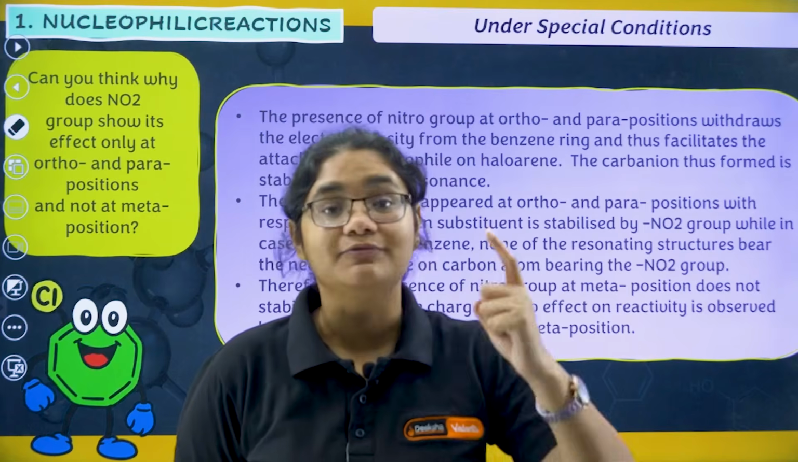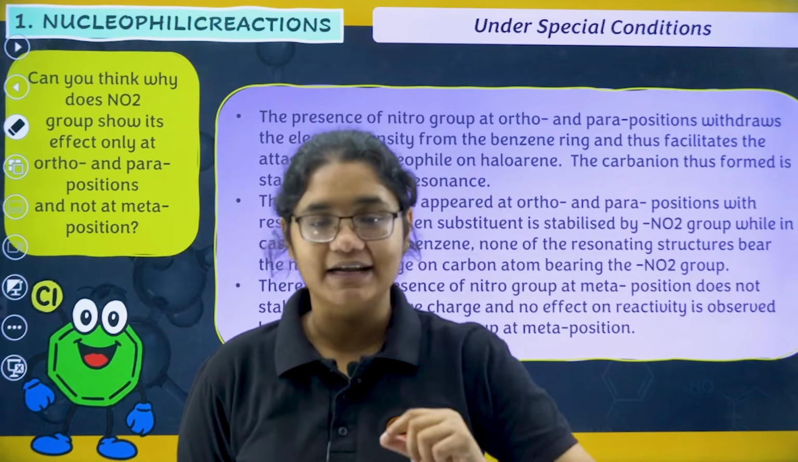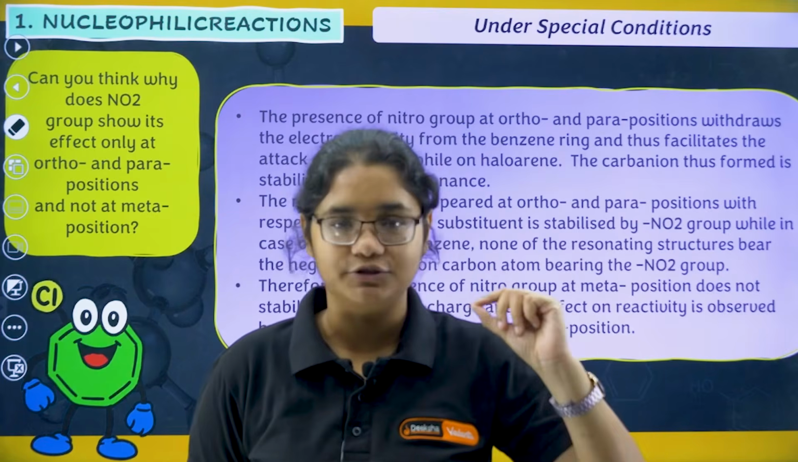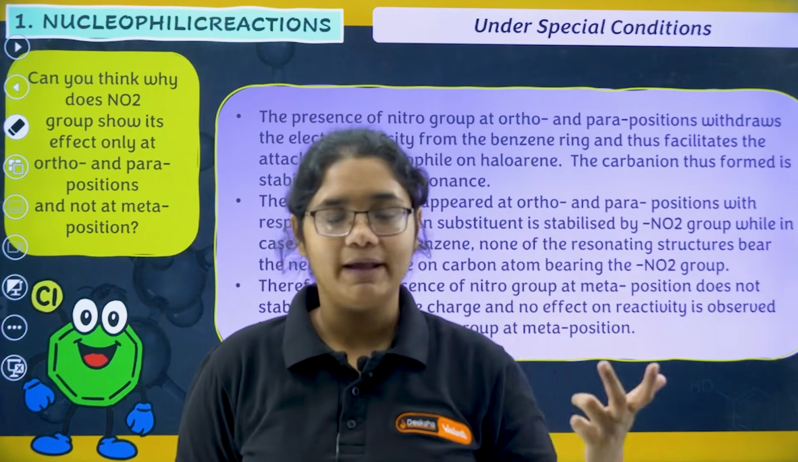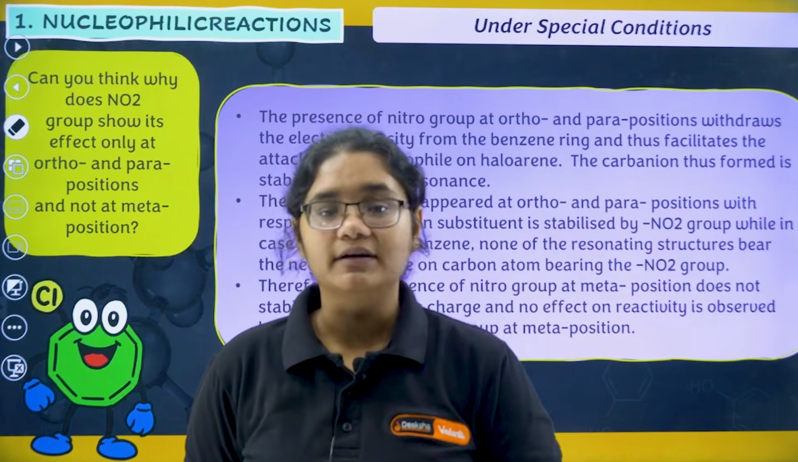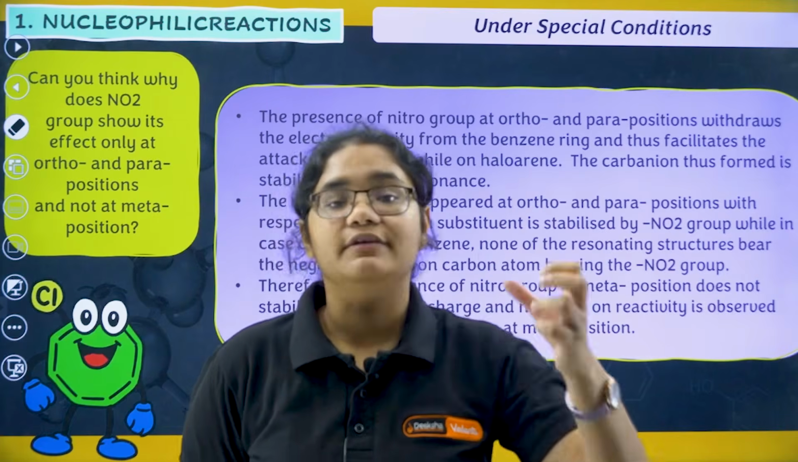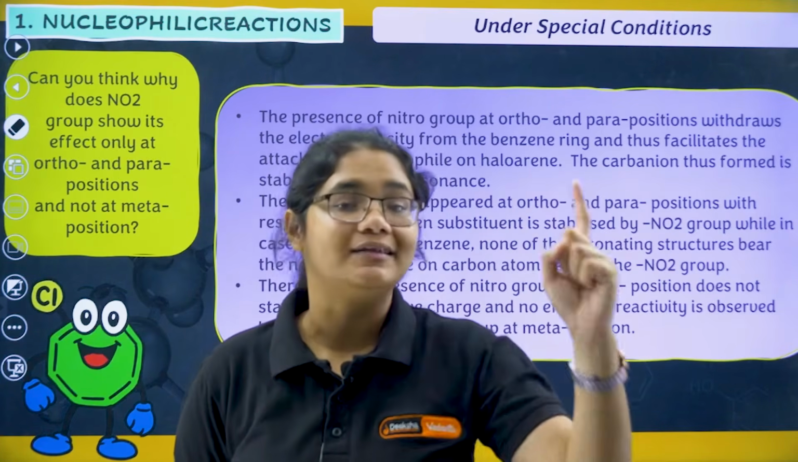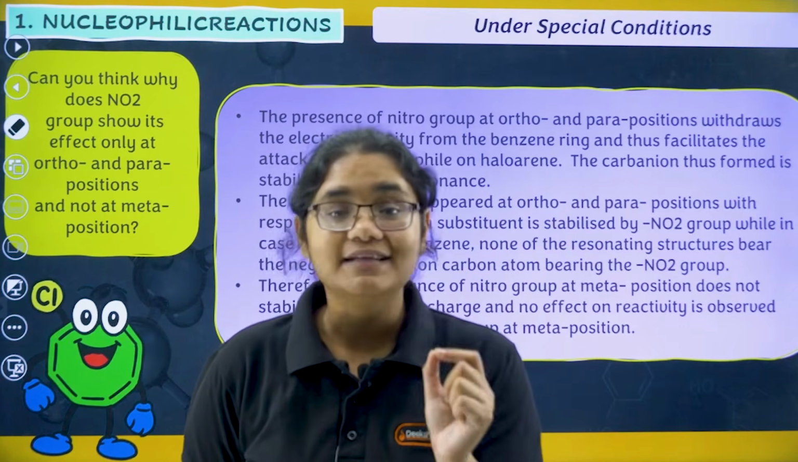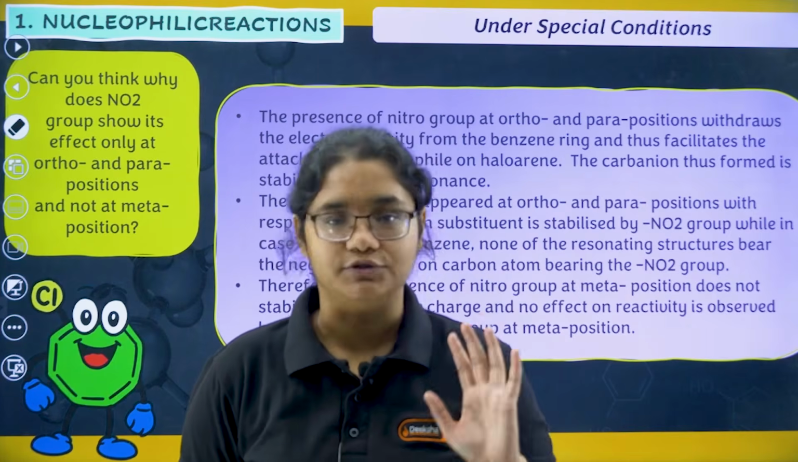So haloarenes find two ways to react with nucleophile. The first way is at higher temperature and higher pressure, which is not a very preferable way, and the second, easier method is to have some electron withdrawing groups around it which can withdraw the electrons, make it poor in electrons, and then it can react with nucleophile. But these electron withdrawing groups should be present at ortho and para position only.